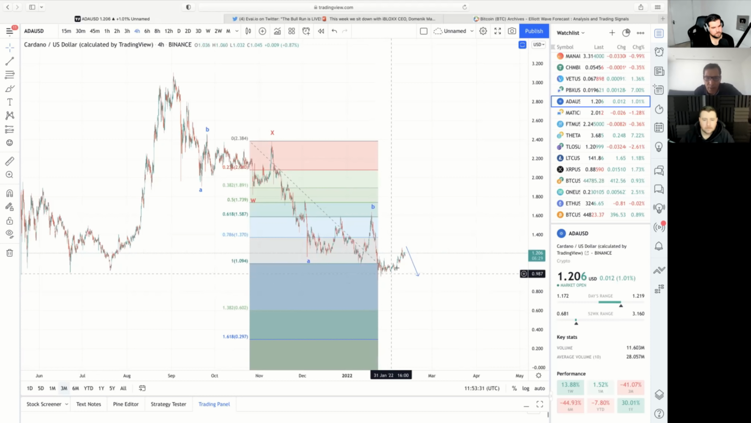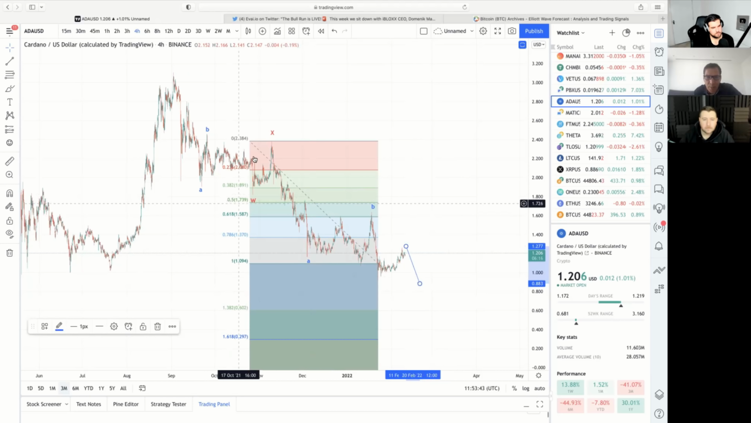We've got A, we've got B. Whenever B is finished, and it's probably not far away, we'll get a final C wave down, wherever it might be, I don't know. I'll make those projections later. But we're expecting to finish the WX, to finish this Y wave correction, to finish the correction off. We're expecting a move down, and then we'll get these massive moves higher.